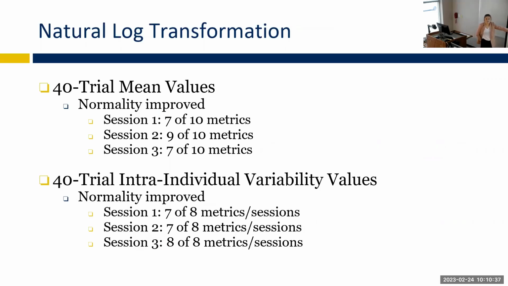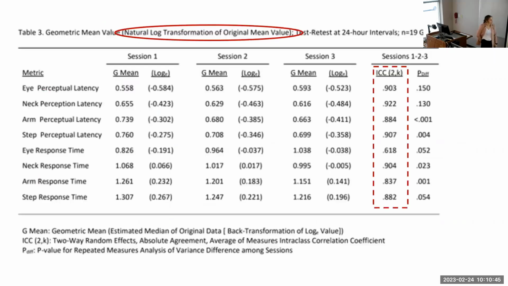In all of the IIV data, only 2 of the 24 metrics did not need to be log transformed, but in the means, almost all of them did. So across all 3 sessions, you can see that the ICC ranges from moderate to excellent after we did the transformation. And the geometric mean is actually the reflection of the original data's median.